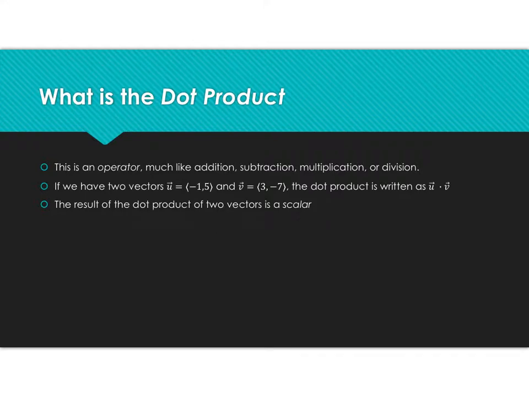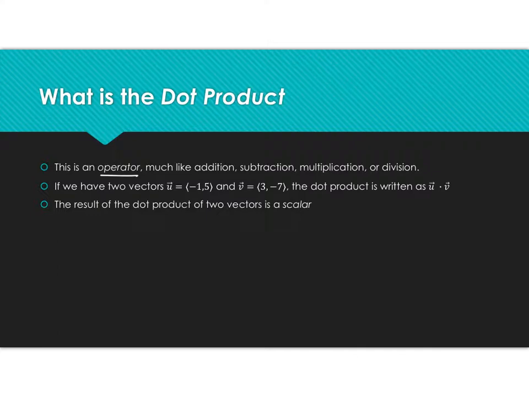So we have to start with what is the dot product. Okay, it's an operator, just like addition, subtraction, multiplication, or division. These operators are done with scalars, just numbers, right? Like 5 plus 6. You could add two scalars. The dot product is an operator that you can apply to multiple vectors, okay? So if I have vector u is -1, 5, v is 3, -7, the dot product would be written this way, u dot v. Okay, it's the dot product, so we just read it as u dot v.